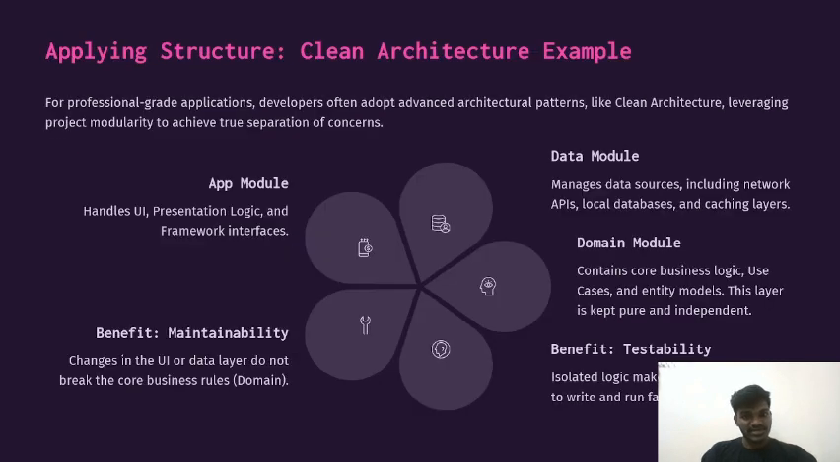Now let's look at a real world example, clean architecture. In this pattern, the project is divided into three main modules: app module, data module, and domain module. The app module handles the UI and presentation logic. The data module deals with APIs, databases, and data management. And the domain module contains the core business logic, such as use cases and models. The main advantage of this separation is that the app becomes easier to test, and changes in one layer don't break the others.